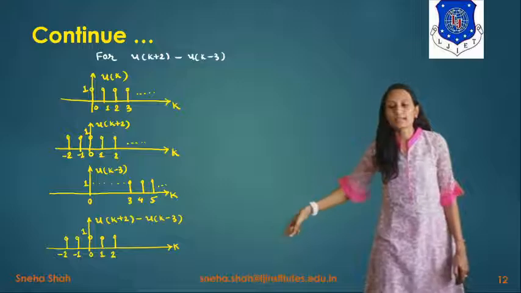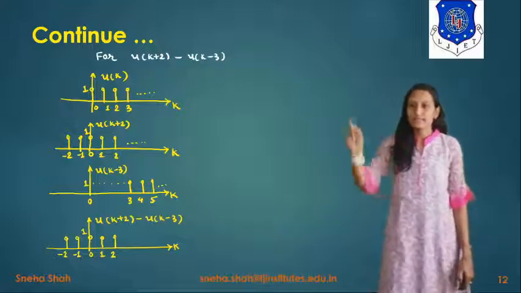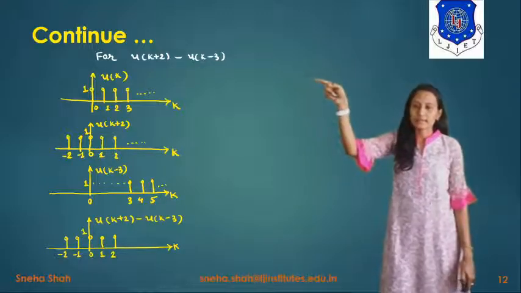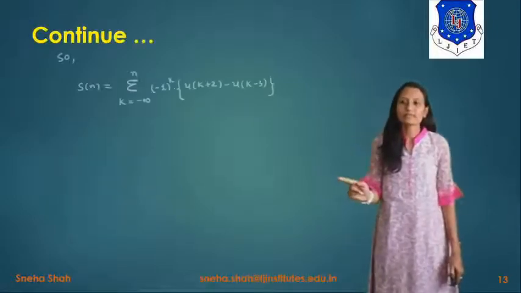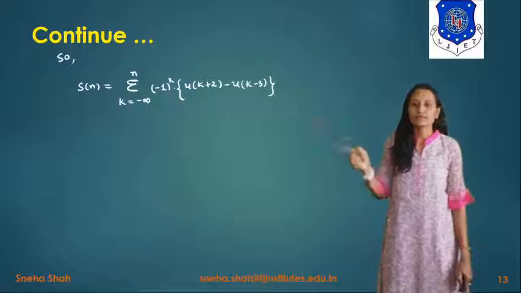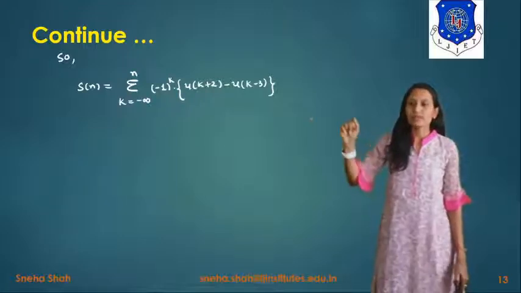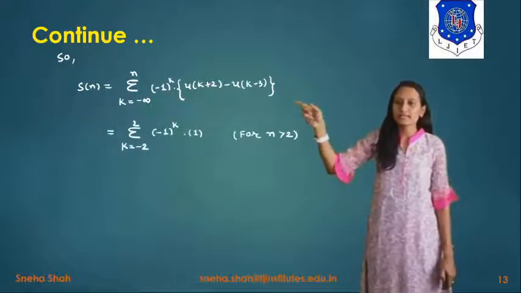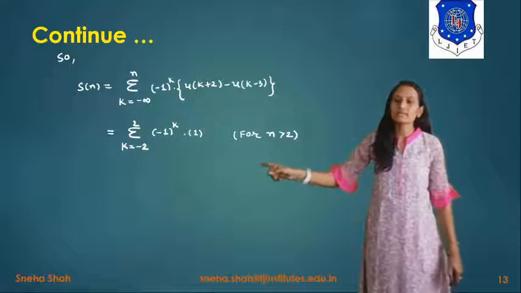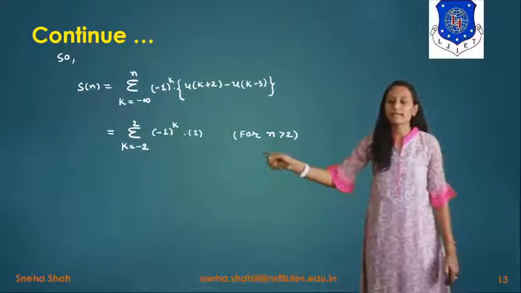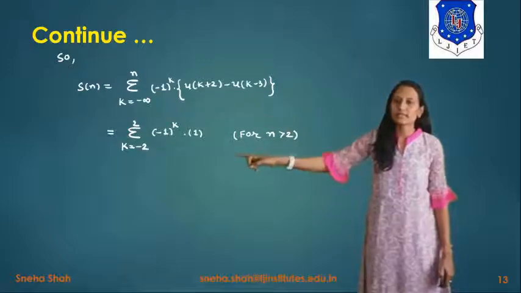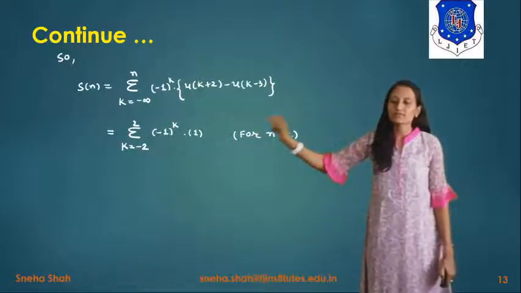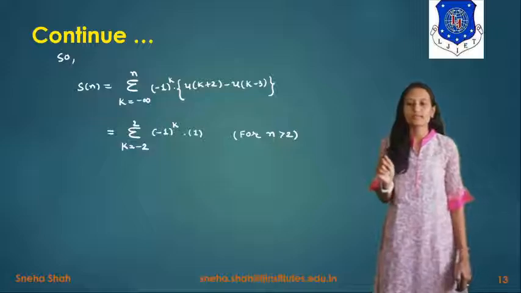Otherwise, its value will become equal to 0. If we simplify this, the range of the summation will become minus 2 to 2. So S of n equals this equation. In this we will change the range, it will be k equals minus 2 to 2, minus 1 raised to k, and this term will become equal to 1. So 1 into minus 1 raised to k equals minus 1 raised to k.